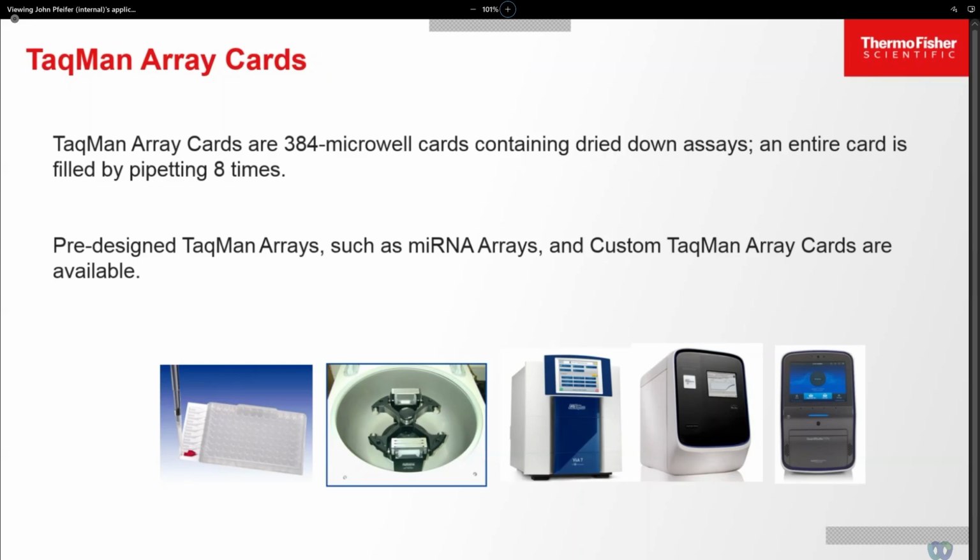Following loading of the card, it's briefly centrifuged. The card is then sealed in like a 1 second step. The fill ports are cut off with a pair of scissors, and now the card is ready for use. And there are certain instruments where we can run the card, such as the QuantStudio 7, the 7 Pro, the QuantStudio 12, and so on.